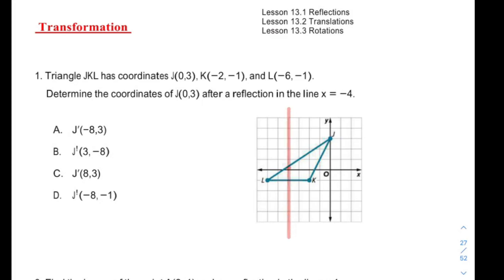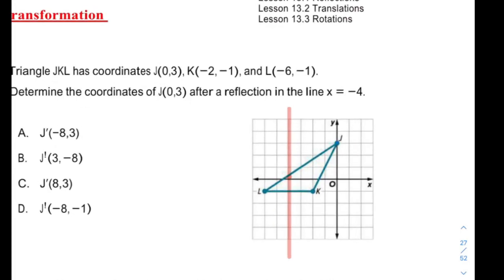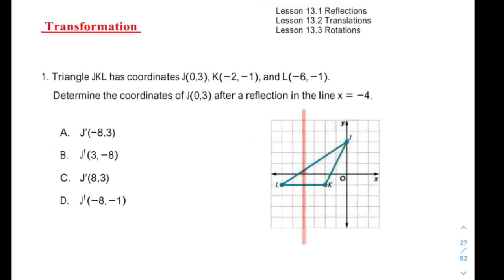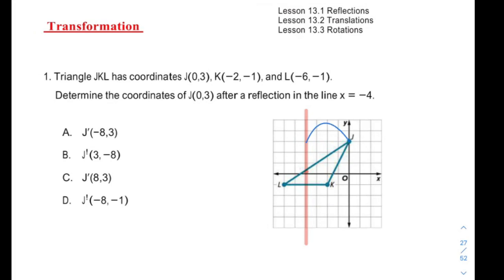And look at J here and reflect J across this line. So count 4 units from here. You can count from J to the line of reflection. It's 4. So you can count 4 from the other side until you reach here. And if you find out what is the coordinate here, you will find it is (-8, 3). This is one of the options.